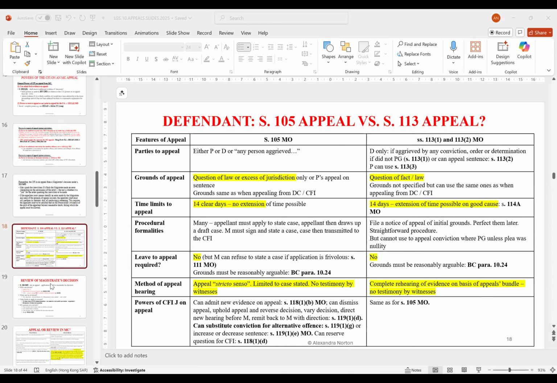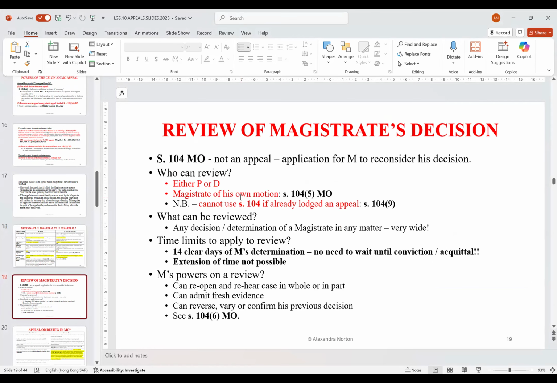All right, let's look at reviewing a magistrate's decision under 104. This is not an appeal. An appeal is to a higher court. This is where you go back before usually the same magistrate who made the decision or convicted the defendant or sentenced him, and you ask him to reconsider it. It's open to either the prosecution or the defense, or even the magistrate of his own motion can choose to review his decision. And he may well do so where subsequently he realizes he made an error.